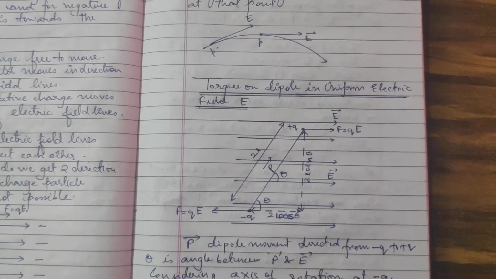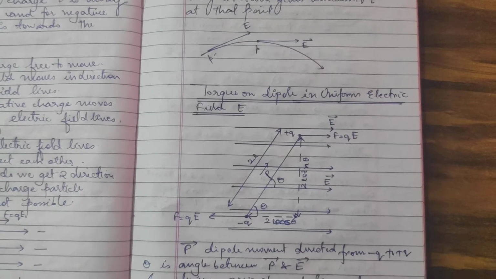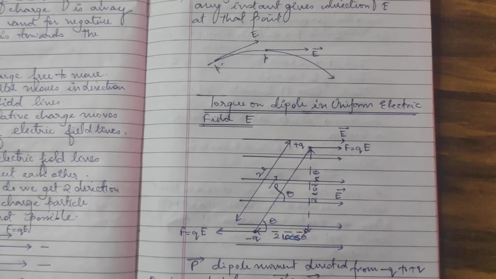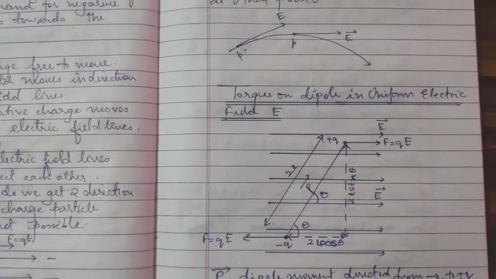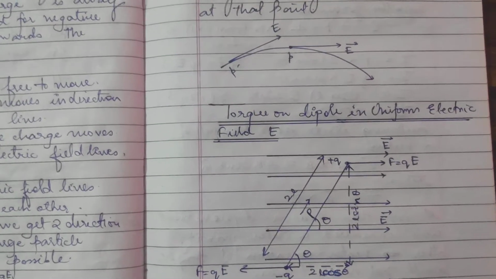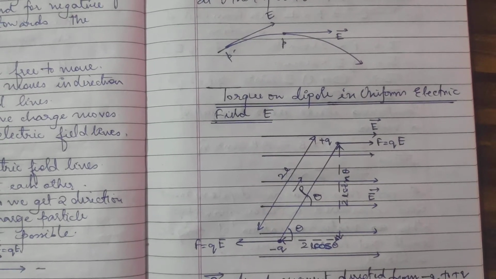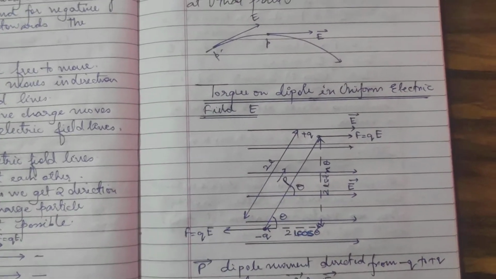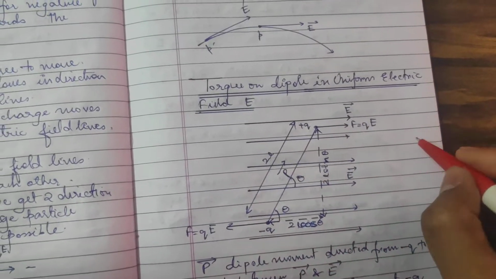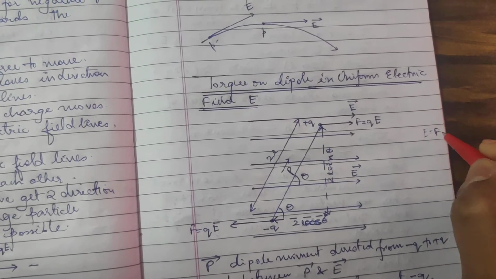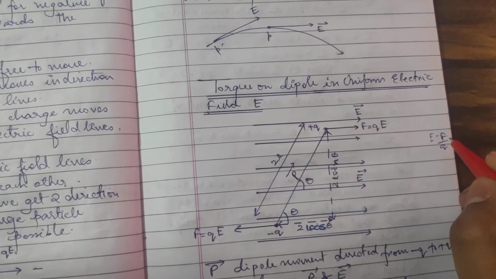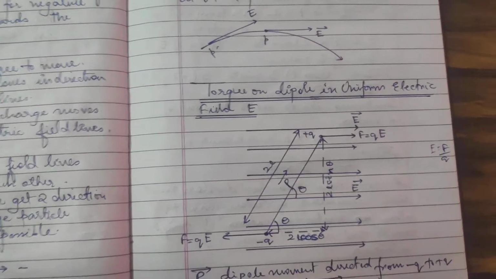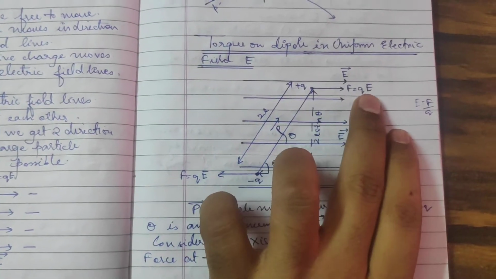Now, we had studied while studying electric field intensity that electric field E is equal to F upon q. So by the same formula, F can be written as q into E. This is the q and this is E.